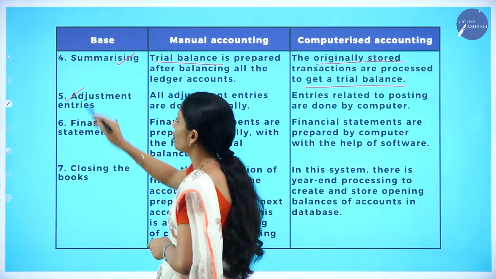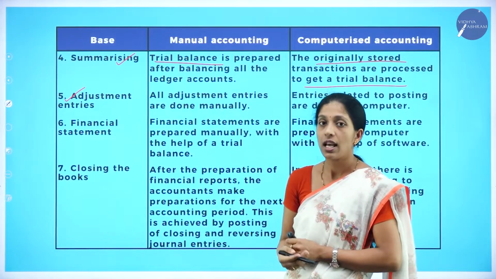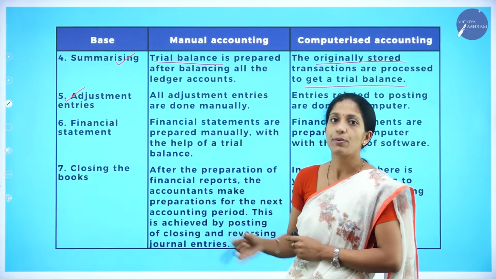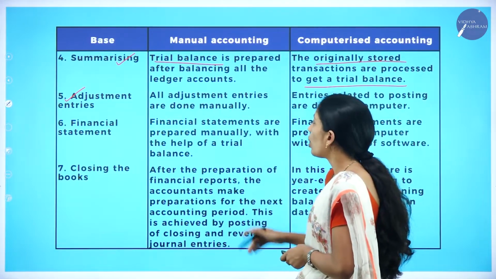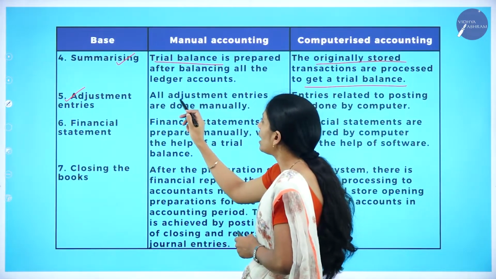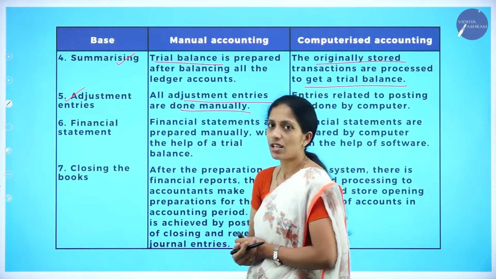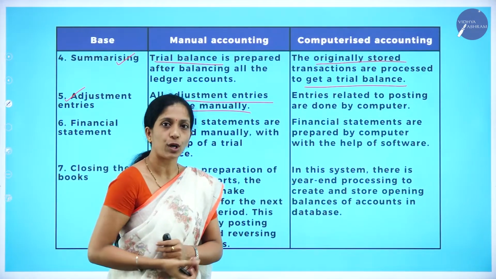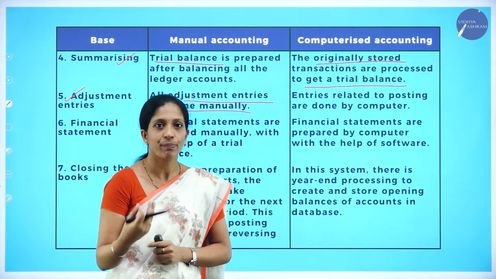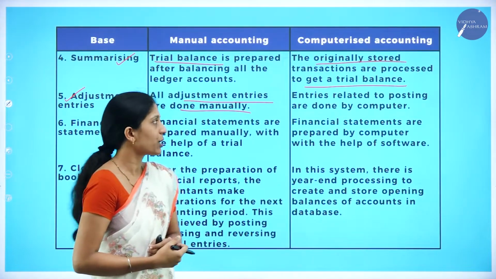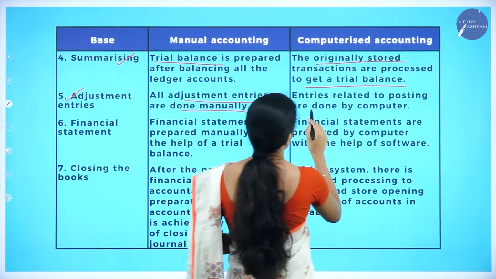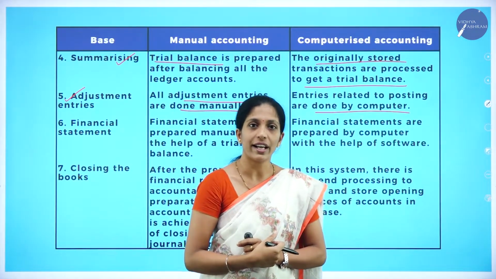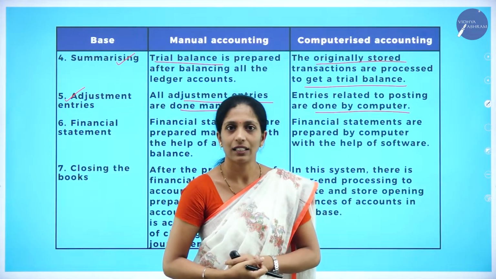Next one is the fifth difference, adjustment entries. Let us see how we are going to treat the adjustment entries under manual as well as computerized accounting system. So under manual accounting system, all adjustment entries are done manually. Of course we know whenever we see a problem, all the adjustments relating to that problem will be done by ourselves, that is manually. Whereas under computerized accounting system, entries related to posting are done by the computer. So here instead of adjusting all the entries, everything will be done by the computer.